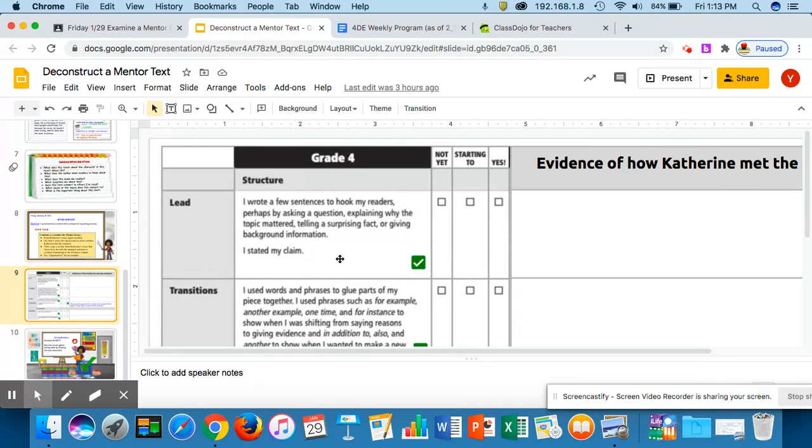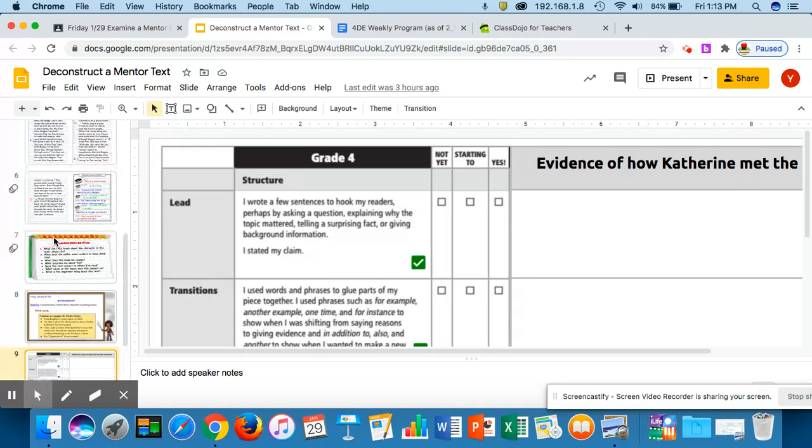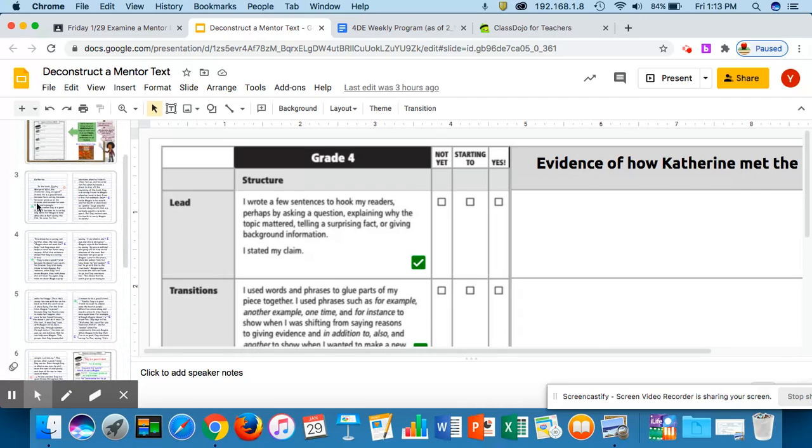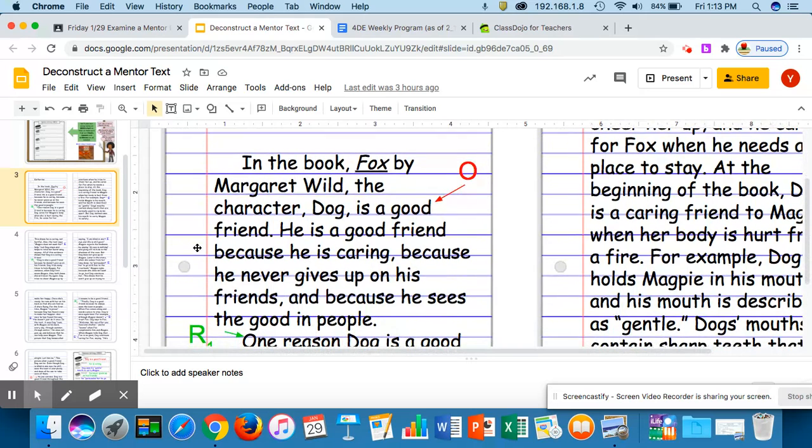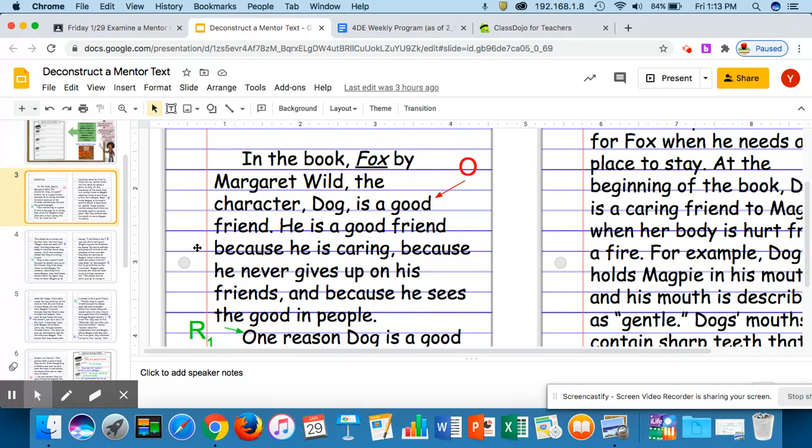In the lead, which is the introduction, did she write a few sentences to hook her readers, perhaps by asking a question, explaining the topic, why the topic mattered, telling a surprising fact, or giving background information? Did she state her claim? So let's go to the first paragraph. It says, in the book Fox by Margaret Wilde, the character Dog is a good friend.